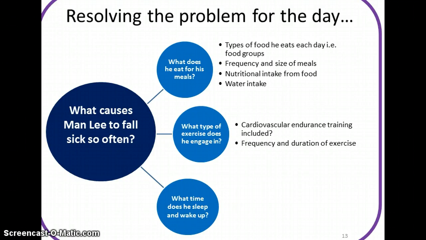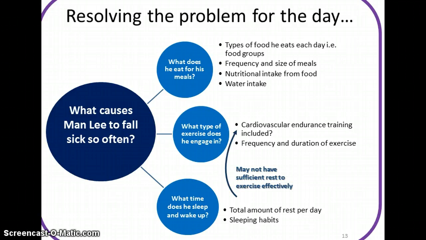Next would be his exercise. What kind of exercise is he engaging in? Is there cardio, or is it just muscular? Same thing here. You could get the recommended exercise routine from either your research or from the resource given in the worksheet. Then next step, we will look at the relationship.